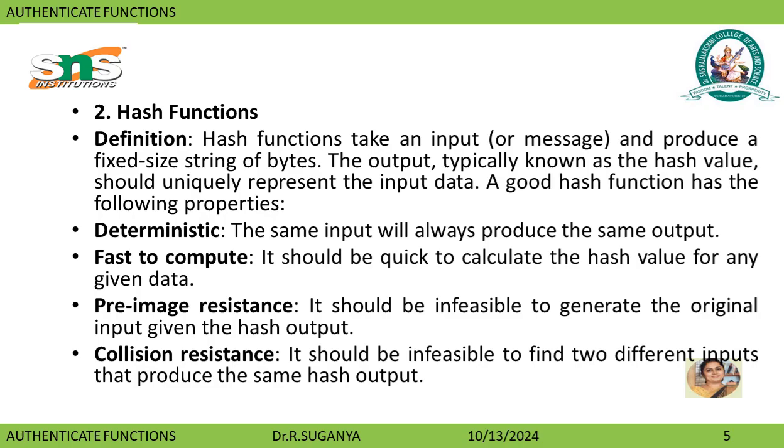Hash functions take an input and produce a fixed-size string of bytes. The output, typically known as the hash value, should uniquely represent the input data. A good hash function has the following properties. Deterministic: the same input will always produce the same output. Fast to compute: it should be quick to calculate the hash value for any given data. Pre-image resistance: it should be infeasible to generate the original input given the hash output. Collision resistance: it should be infeasible to find two different inputs that produce the same hash output.